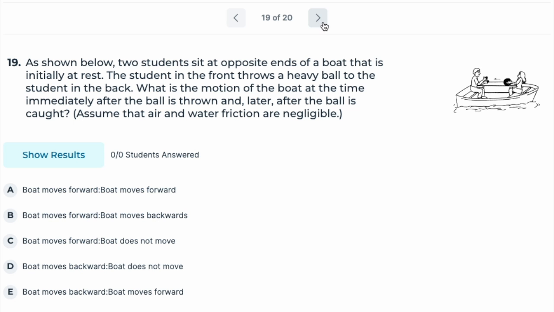As shown below, 2 students sit at opposite ends of a boat that is initially at rest. The student in front throws a heavy ball to the student in the back. What is the motion of the ball at the time immediately after the ball is thrown and later after the ball is caught, assuming air and water friction are negligible?